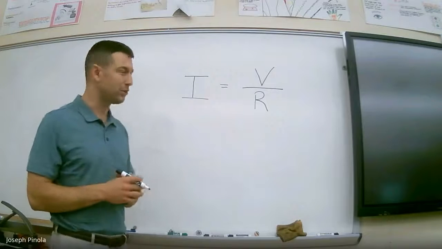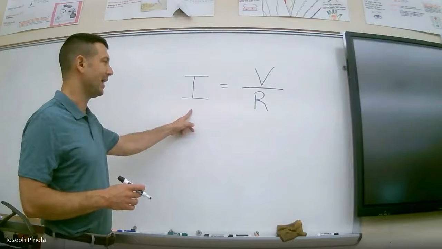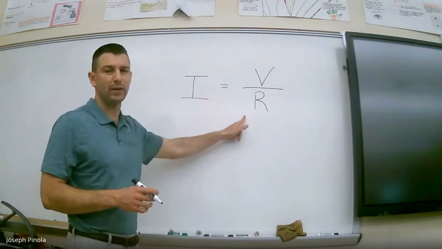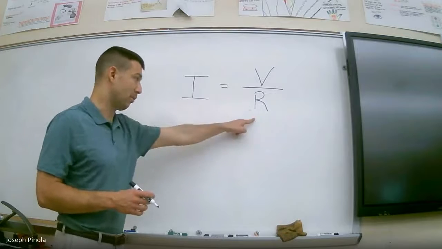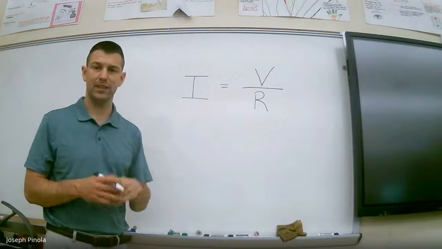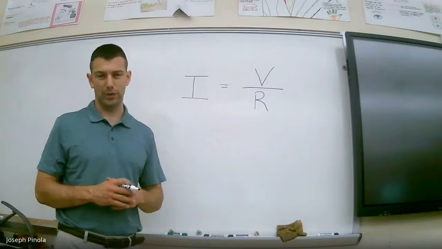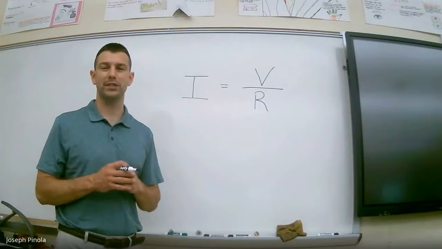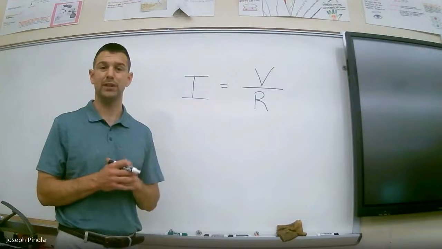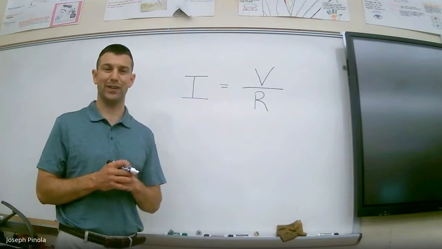This clearly tells me that current, or I, is equal to V divided by R. More voltage means more current, and more resistance means less current. And that seems to match with what we just said. This is a mathematical representation of the experiment that we just conducted together in this video.